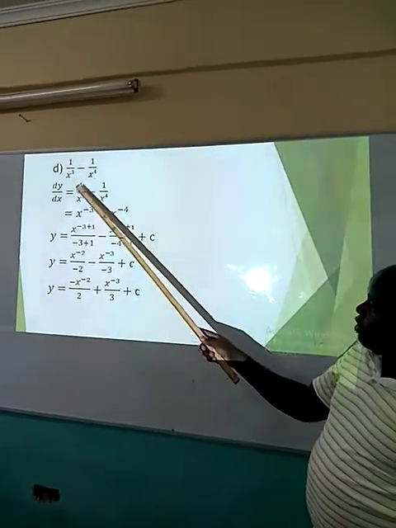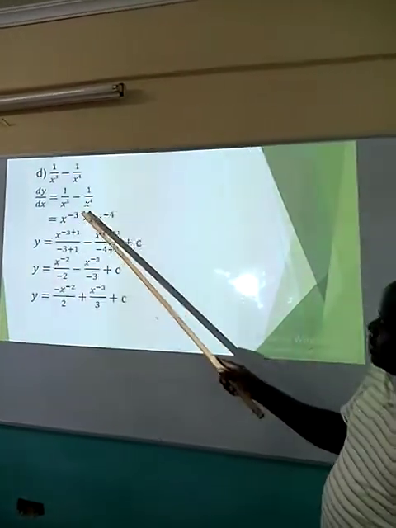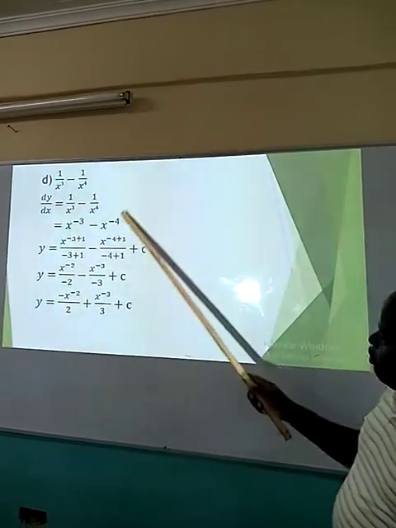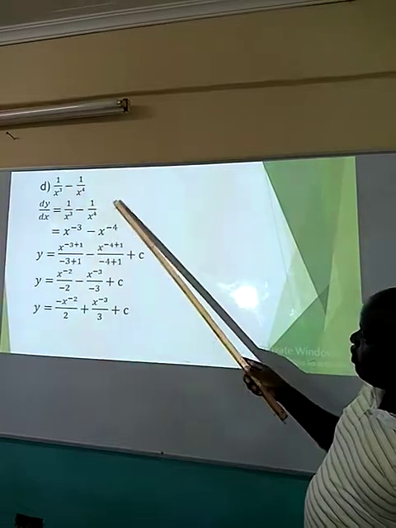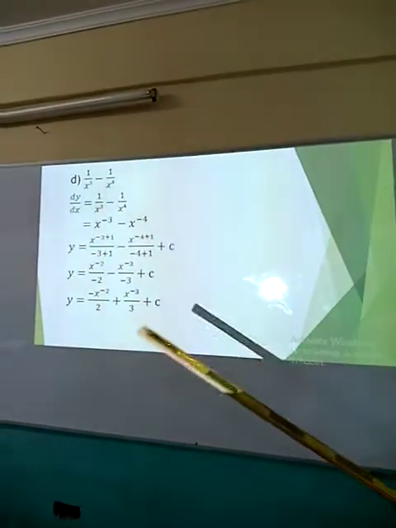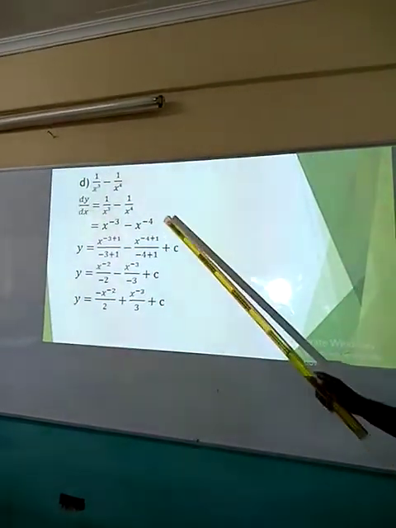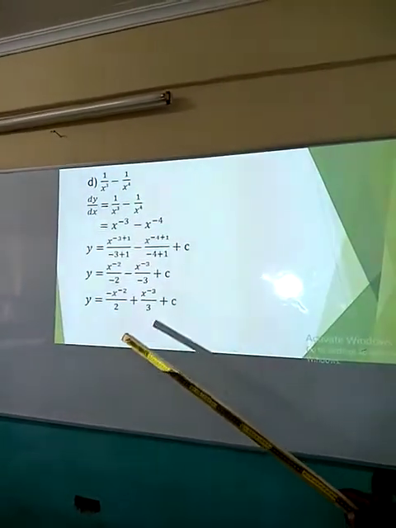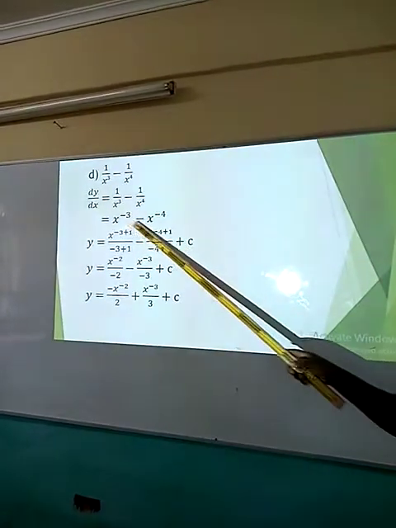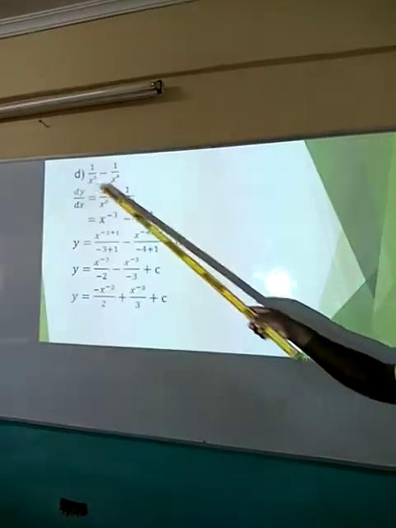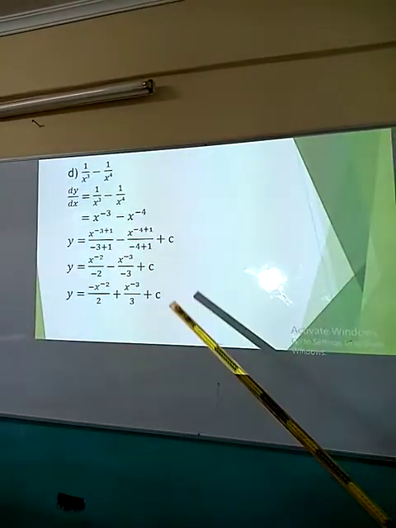So if we have 1 over x^3, that is the same as x^-3. If we have 1 over x^4, that is the same as x^-4, if you remember our indices in form 2. Now that we have them as powers and we have no fraction anymore, then we can now integrate to get the function from which the derived function was found.